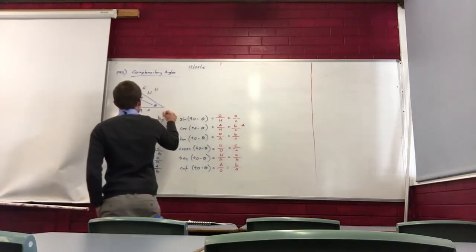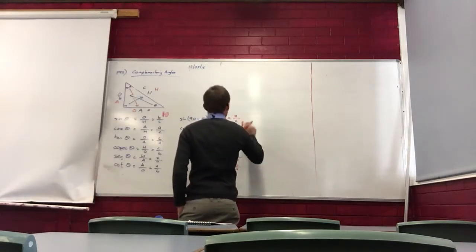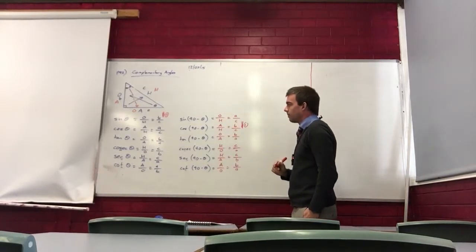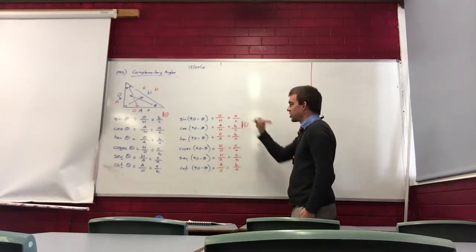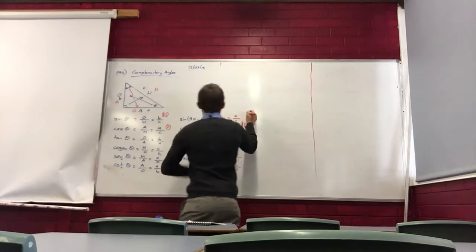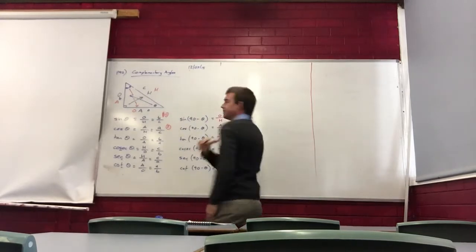So label this in your notes: number one. What else? Can you see the connection here? Good. Okay, because cos of theta is equal to sine of 90 minus theta.